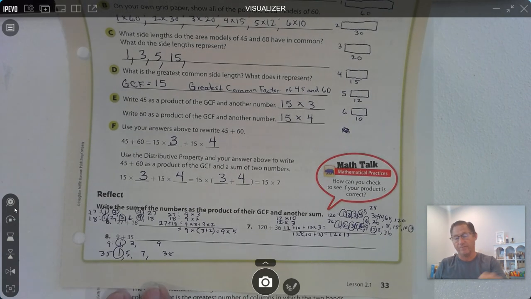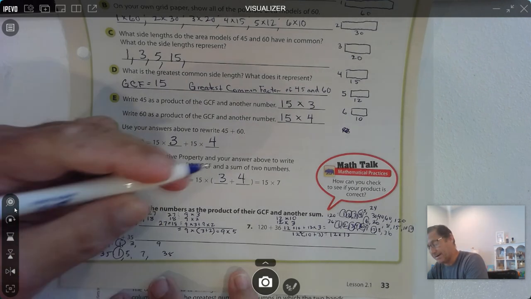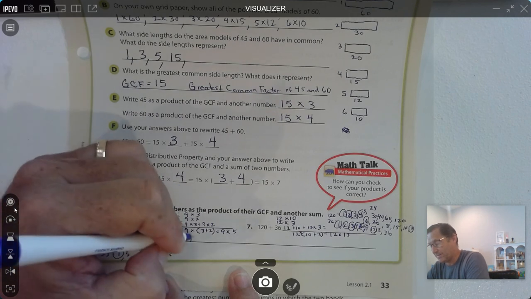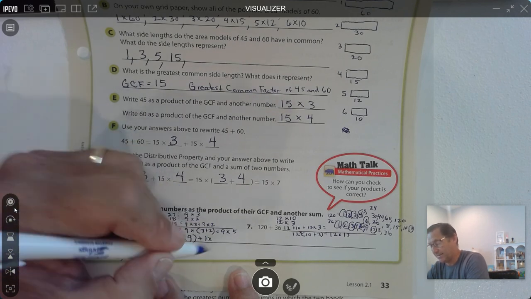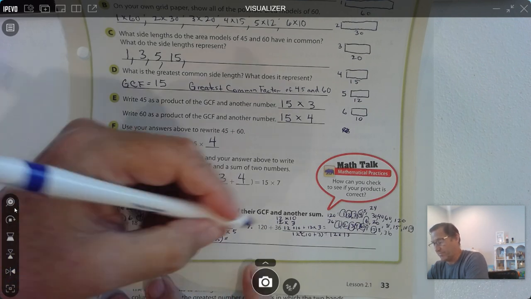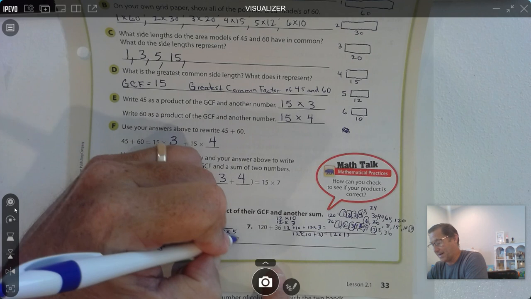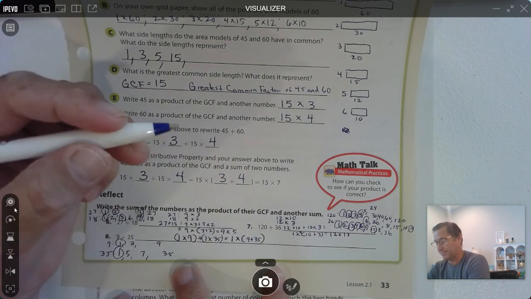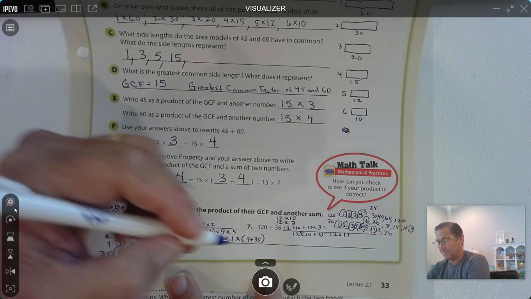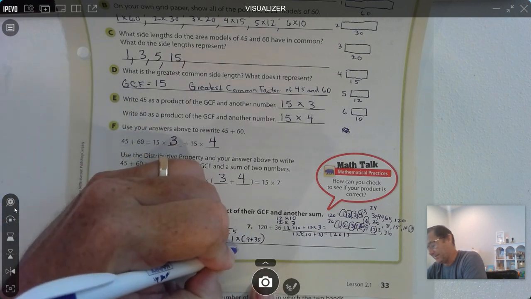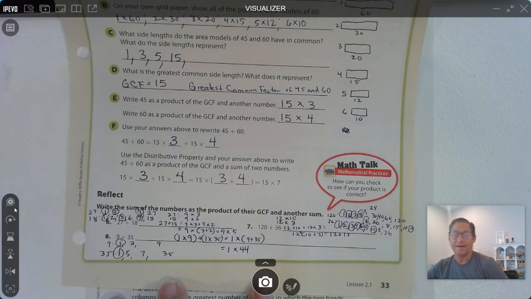Okay, so if 1 is the greatest common factor, we would rewrite 9 plus 35 as 1 times 9 plus 1 times 35, which would be basically just 1 times the sum of 9 plus 35. So it would be 1 times 44.